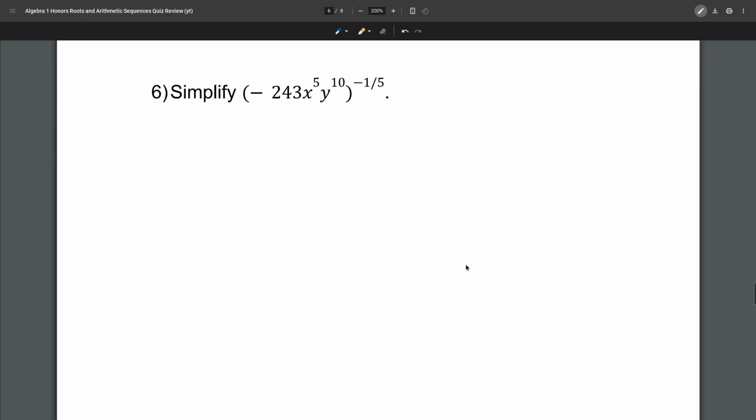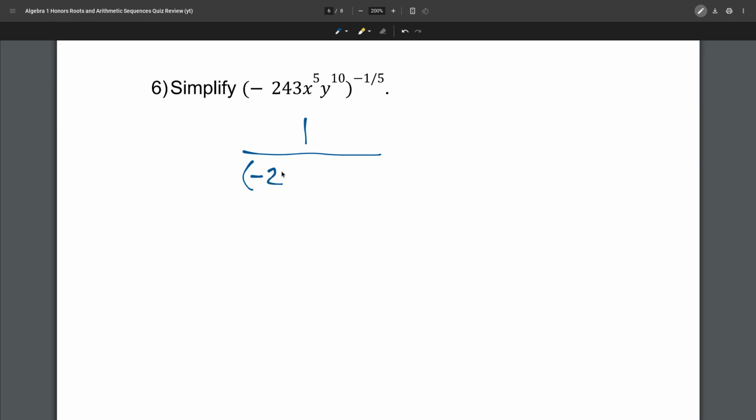This next one we have, we're raising this whole quantity to the negative 1/5 power. So what that means is we can write this as 1 over this whole thing to the positive 1/5 power. So we're going to write negative 243 x to the 5th y to the 10th, to the 1/5 power.